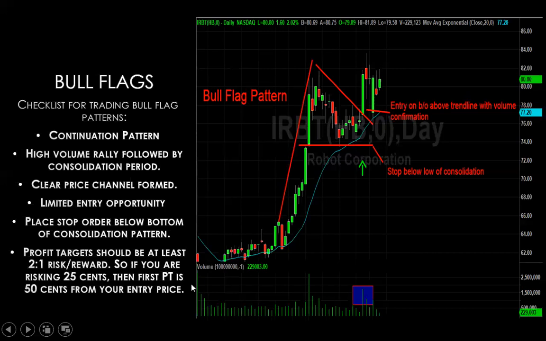And we do also have an EMA. I'll go into more detail here. A dynamic EMA that gives you guys a little bit more confluence, a little bit more of a guide for your trade. Now, as far as profit targets, it should be at least a 2-to-1 risk to reward ratio. So if you're risking 25 cents, then the first take profit is going to be 50 cents from your entry price. And in these next few slides, we'll go a little bit more in detail.